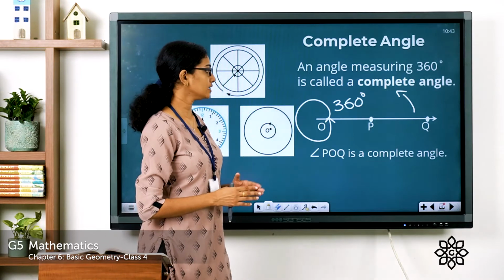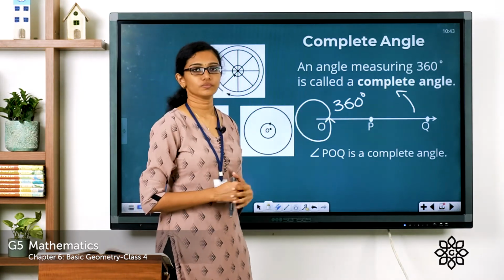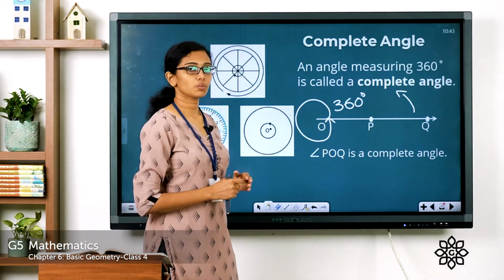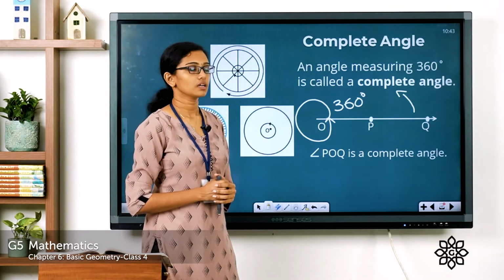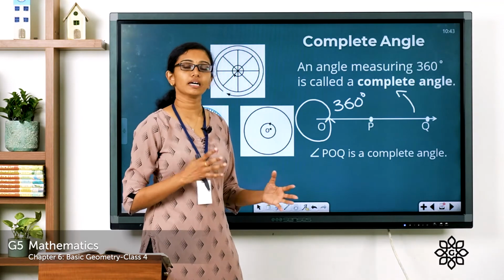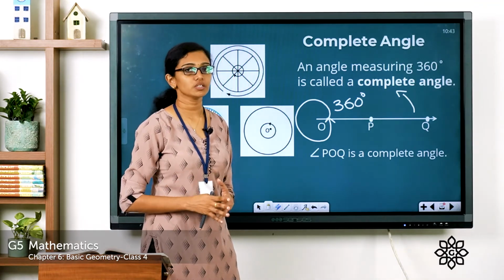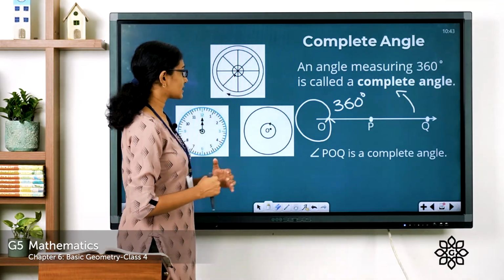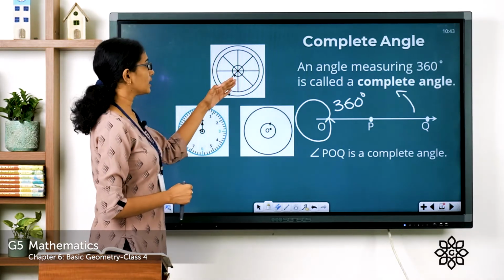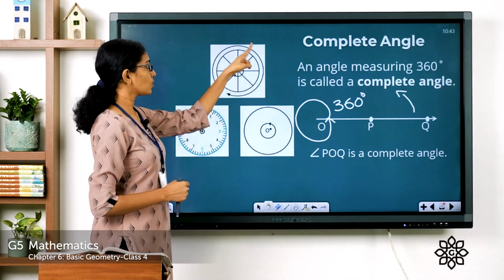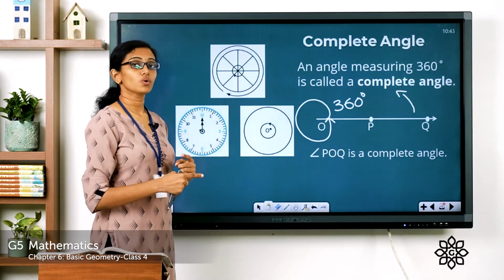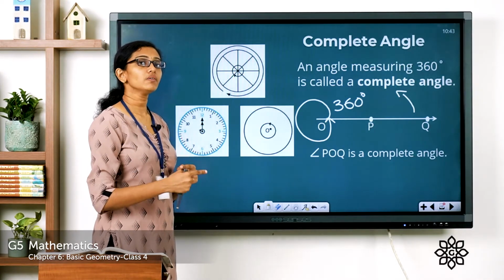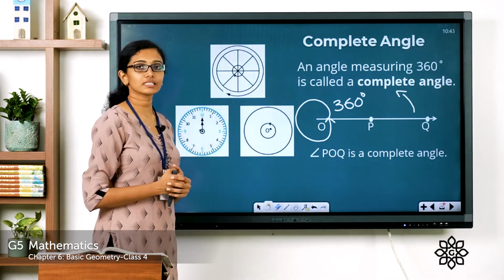Here the angle POQ. Why? Because O is the vertex, or that was the point it turned around a full circle. The angle POQ is a complete angle and it measures 360 degree. You can see some examples here. You can see a wheel here and it turns around one complete rotation. It would have turned an angle of 360 degree.